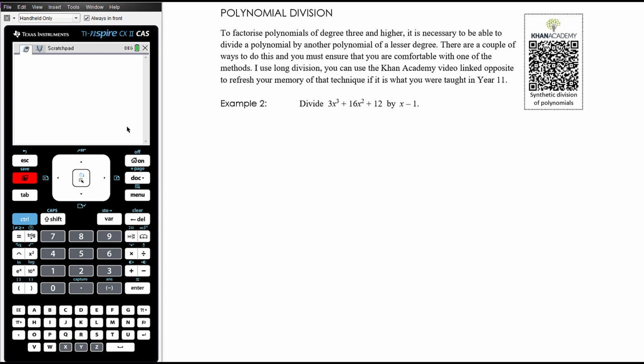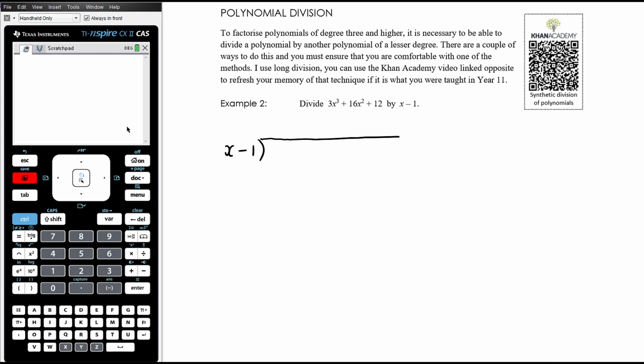But hopefully this is something that's pretty familiar, and we should be able to just refresh our memories by launching into one example. So we want to divide the cubic, 3x cubed plus 16x squared plus 12, by a linear function, x minus 1. So I do it as long division. There is an alternative process called synthetic division, which I know some teachers teach. Personally, I still prefer to do long division.